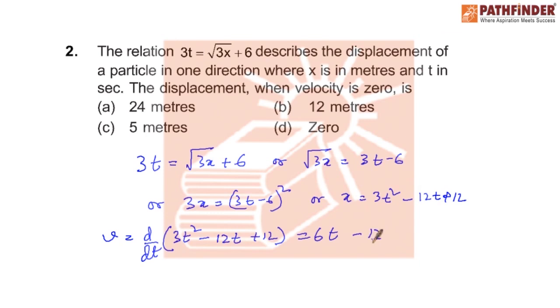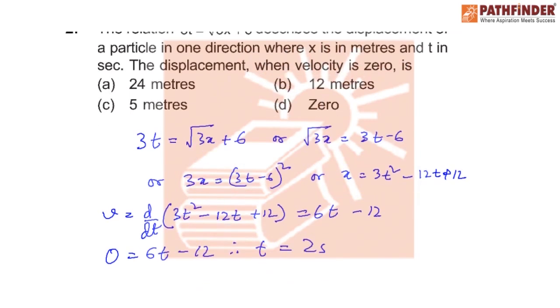minus 12. Now if the velocity is 0, then 0 is equal to 6t minus 12. So t is equal to 2 seconds. And then at t equal to 2, x is equal to 3 into 2 square minus 12 into 2, then plus 12. So that happens to become again 0. So the displacement after that time is 0. So when velocity is 0, the displacement is also 0.